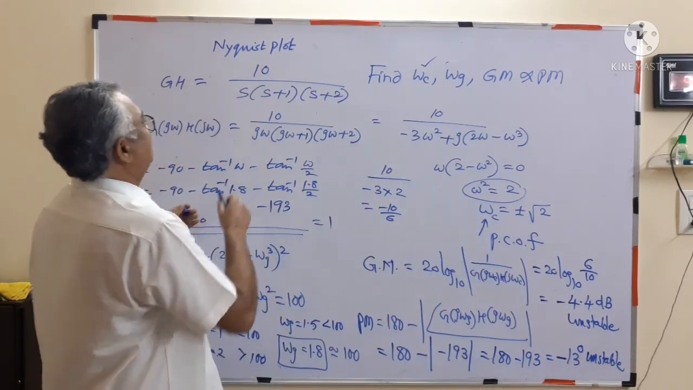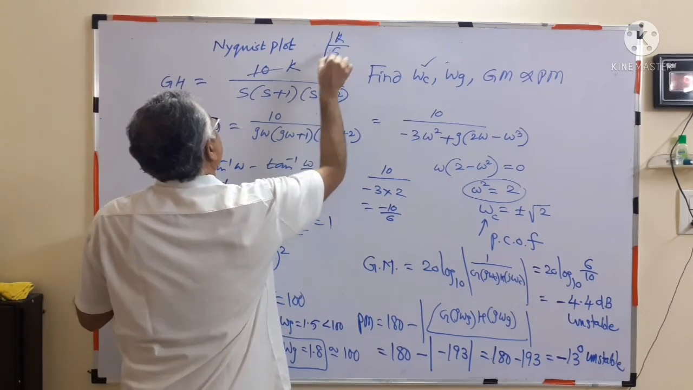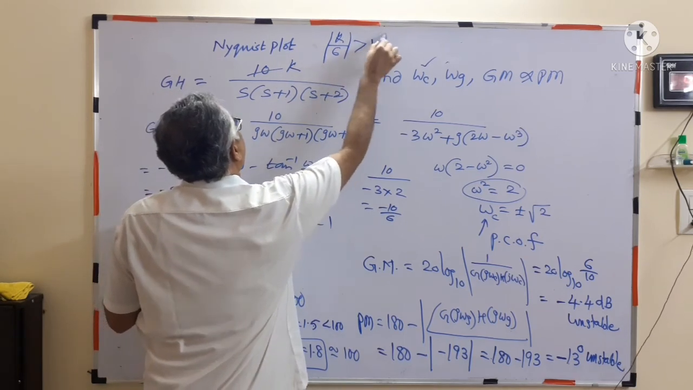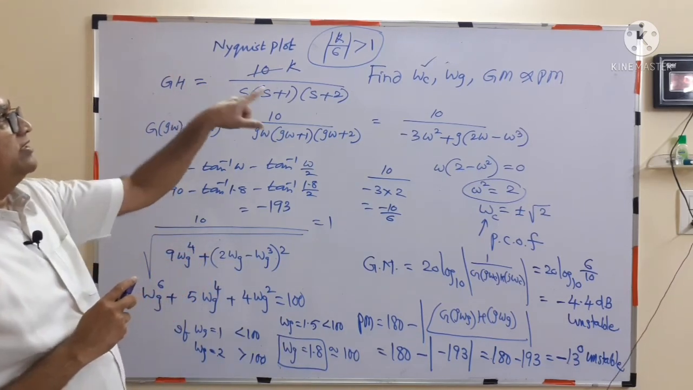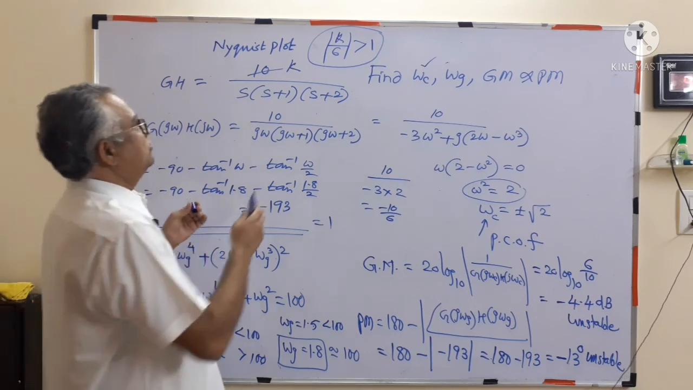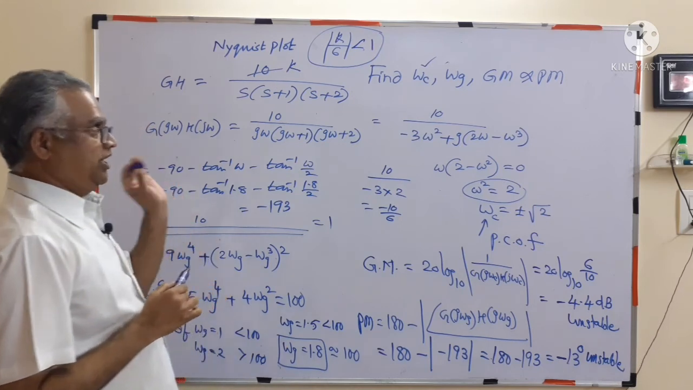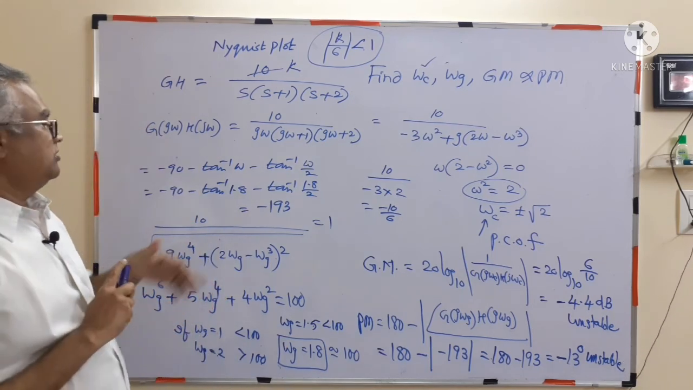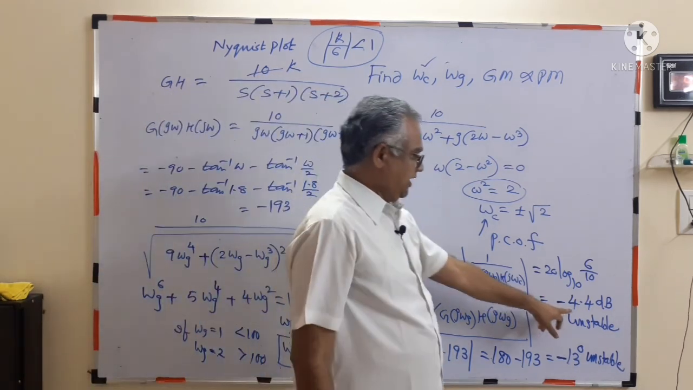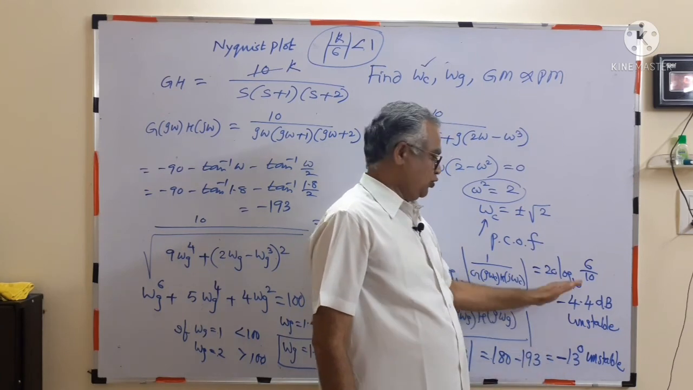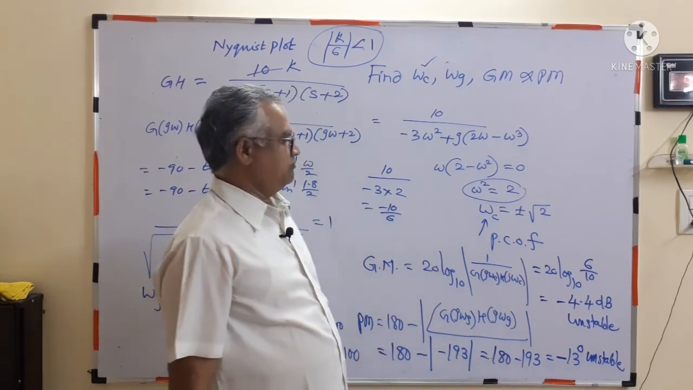This is problem number 1. We started with K. For system to be stable, K by 6 should be less than 1. This is the conclusion we got. So K should be less than 6 for system to be stable. Because I have taken 10, more than 6, unstable. That's why gain margin negative, phase margin also negative. Both negative, unstable; both positive, stable. One positive, one negative will not occur.